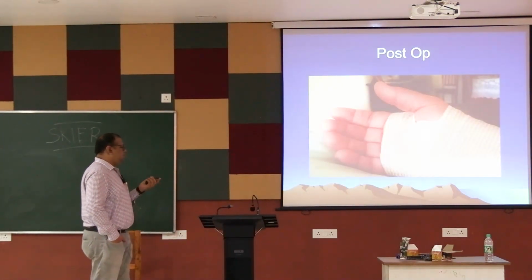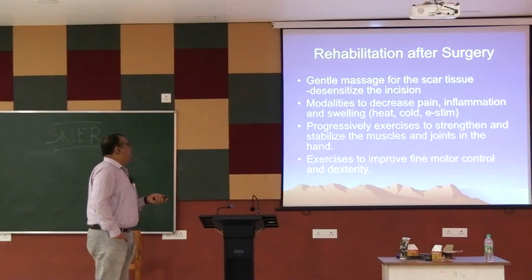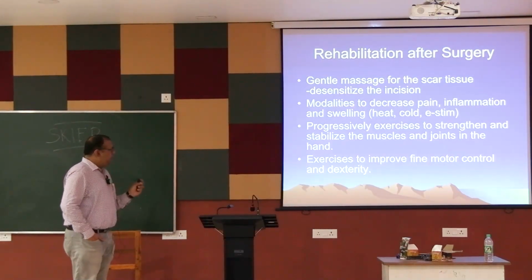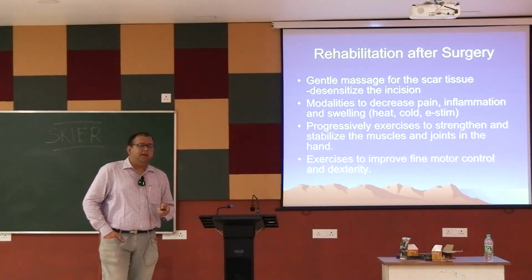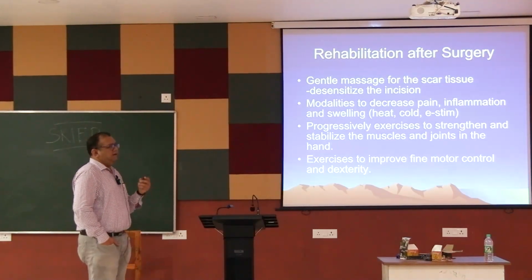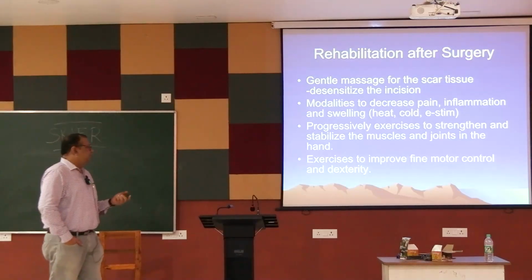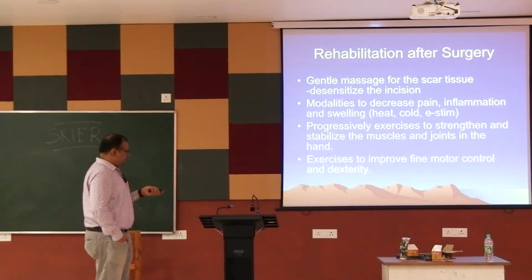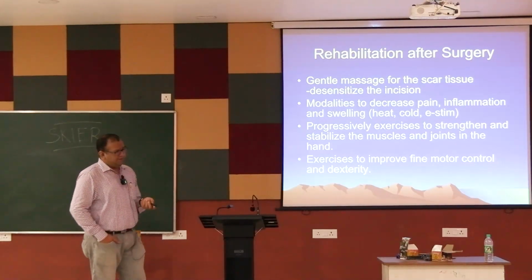You can use the CTA splint as well. And rehabilitation: gentle massage of the scar tissue and modalities to decrease the pain. Progressive exercises, physiotherapy basically, which we need to start after the stitches have been cut, so around 2 to 3 weeks later we start. The exercises improve fine motor control and dexterity. So physiotherapy needs to start.